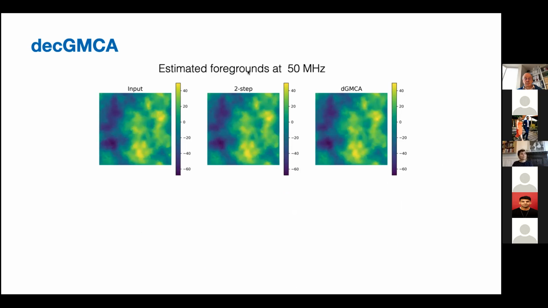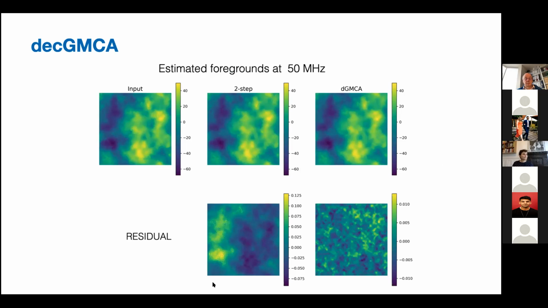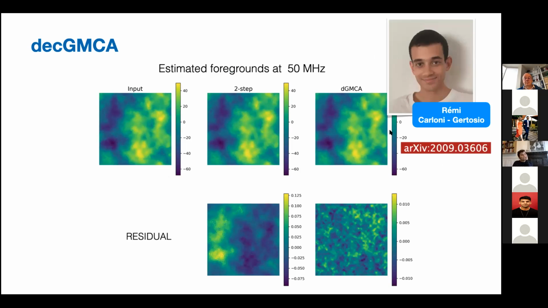And things are even more dramatic when I go to lower frequencies. Here are the residuals in this case. And this is something that Remy is doing in our group. Here I highlight his paper. He already extended this DEC GMCA to work on the sphere with spherical data. And he wants to proceed with working with the visibilities and so on. He's working on it. And okay, I'm done.